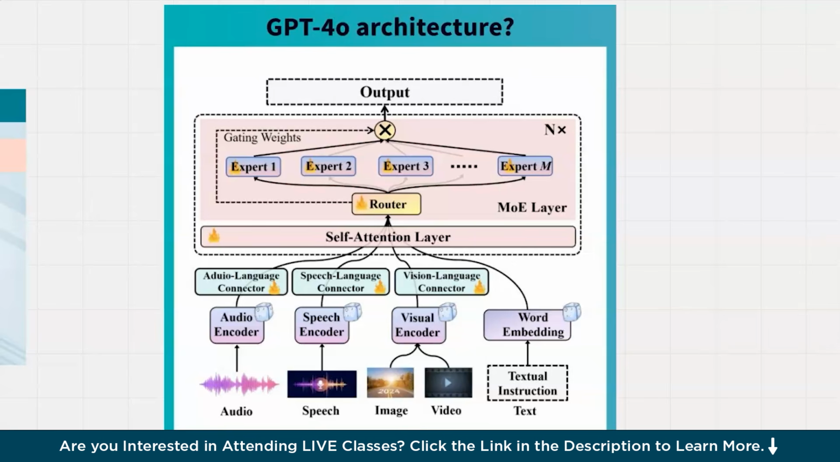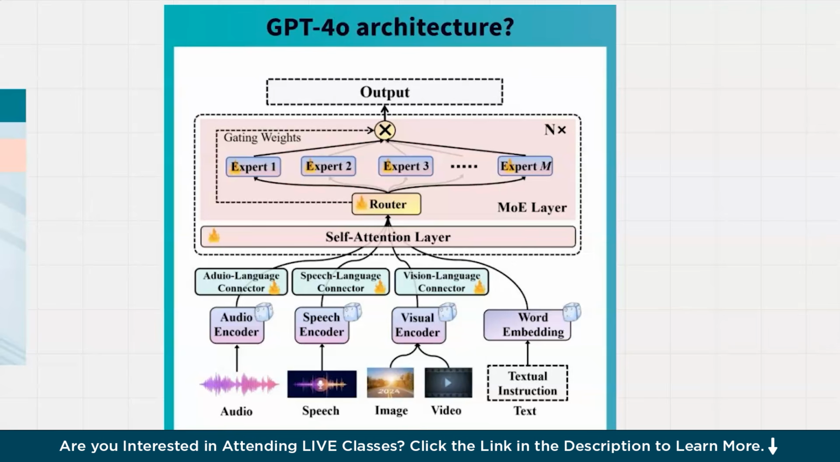Each of these inputs is then passed through a connector layer. For the audio encoder, we have an audio language connector, which bridges audio data to text-based understanding. Then we have a speech language connector, which connects speech into textual form for processing. Next, we have a vision language connector, which converts images and videos into textual data representations. These connectors allow GPT-4o to handle multiple input formats and translate them into a common language processing format.